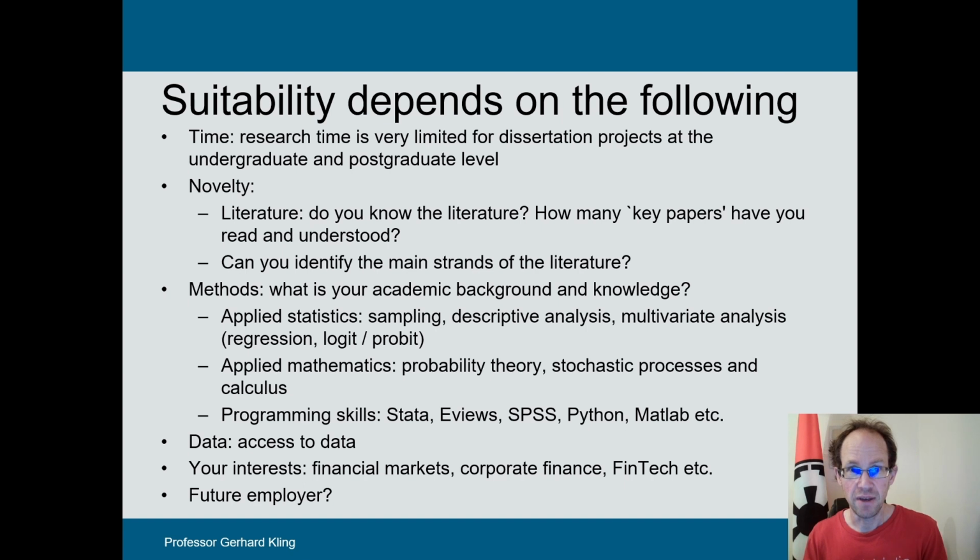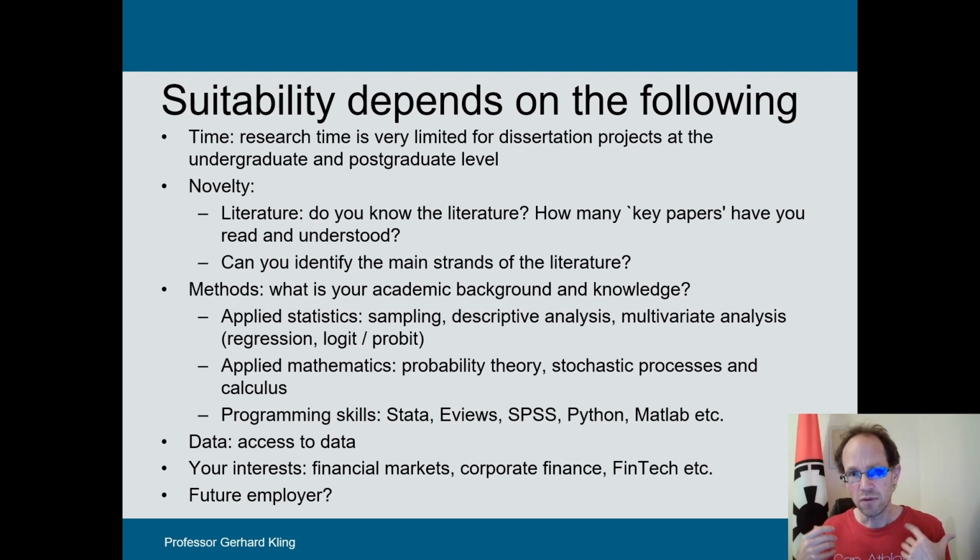Try to stay away from very recent political events and trying to understand the impact on financial markets. Of course, there's a lot that you can do at the moment, in particular in the UK. However, you don't have sufficient literature for this type of work.